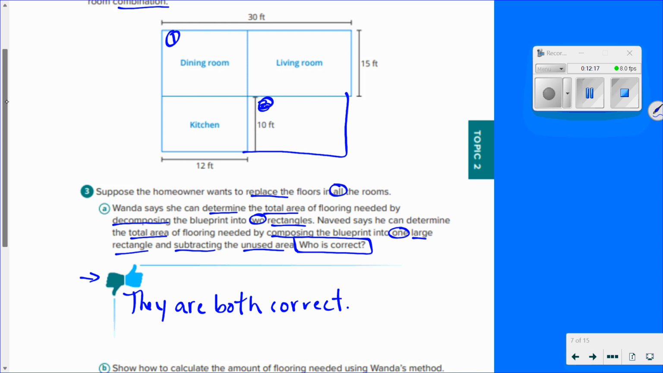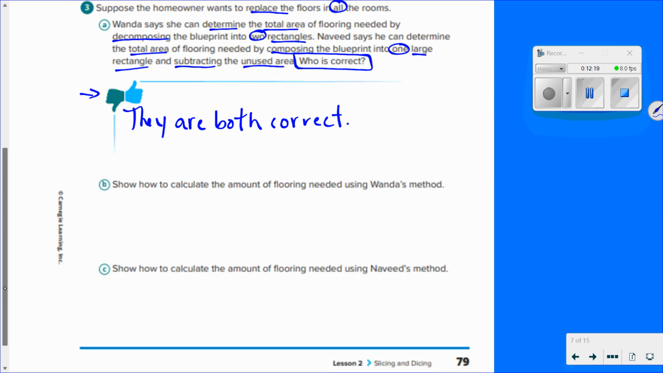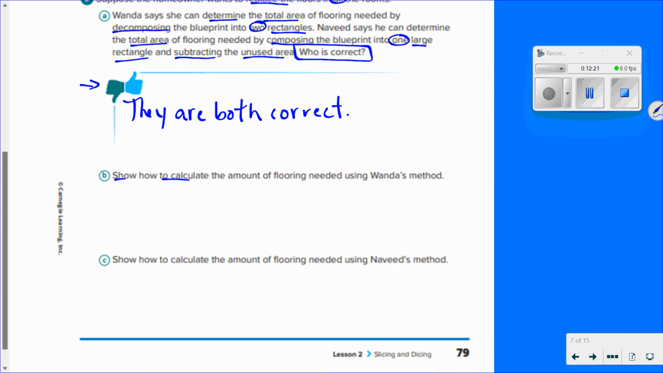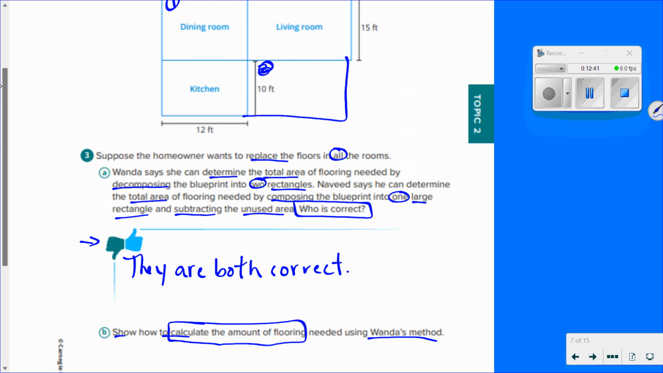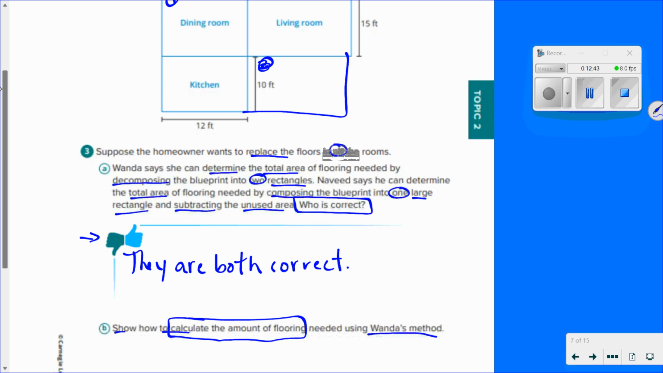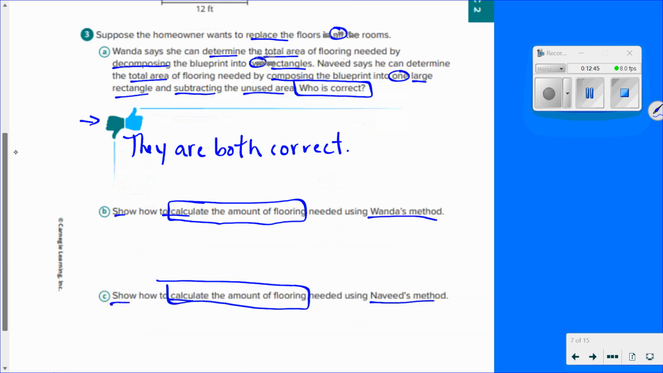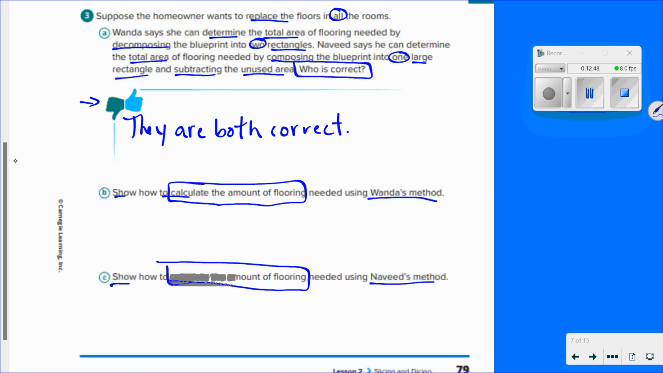So now, let's get down to the next part. Show how to calculate the amount of flooring needed using Wanda's method, and show how to calculate the amount of flooring using Naveed's method. Except I'm going to say, instead of just show, I want you to calculate the amount of flooring needed with each of those 2 methods. Okay? So Wanda, I showed you 2 ways she could have done it. Naveed, there's really only one. So do both of them. See if you can figure out how to calculate the amount of flooring.